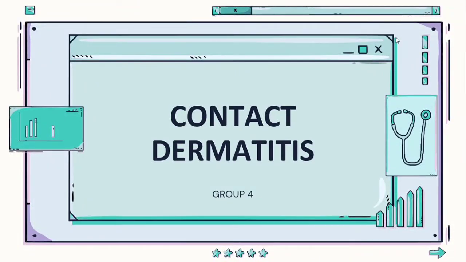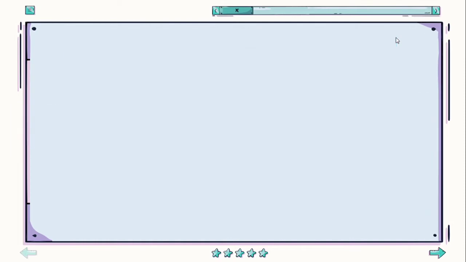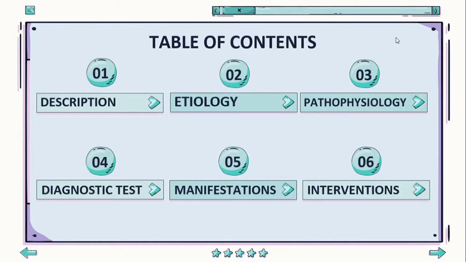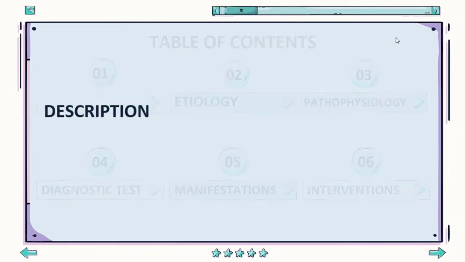Good day, everyone. Quick question. Have you ever heard about contact dermatitis? Where did it come from? How do you prevent it? Today, we're going to talk all about contact dermatitis, its description, etiology, pathophysiology, diagnostic tests, manifestations, as well as its interventions. So, listen close and I hope you learn a lot.